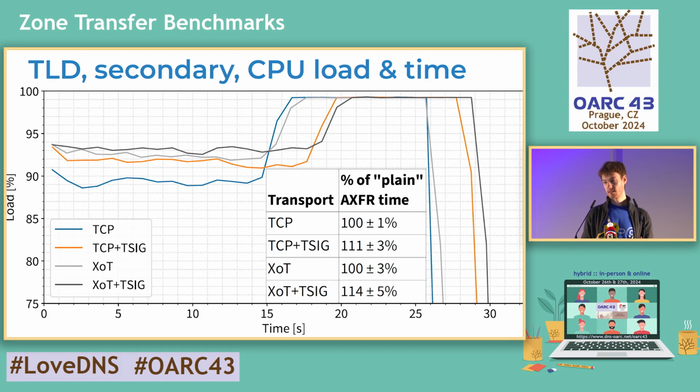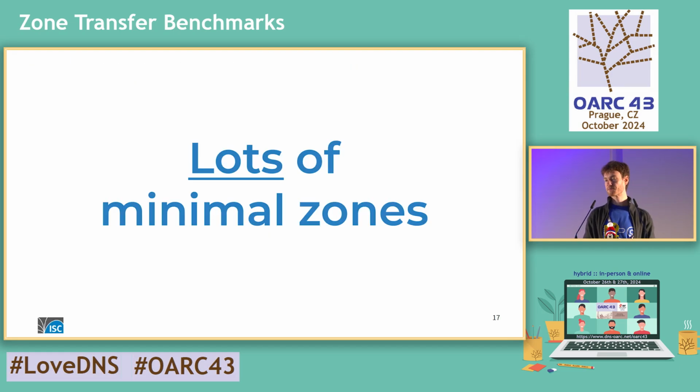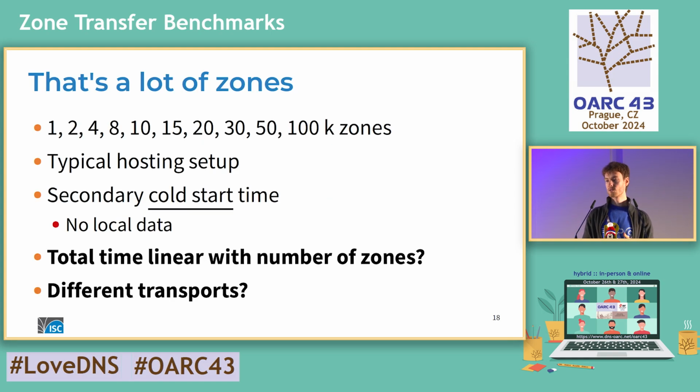It seems that we finally got the system running. We have something nice. We can be happy that we can measure stuff. So let's try some different use case. For example, the typical hosting setup. You have lots of customers, and the vast majority of them have basically SOA, NS, wildcard. That's mostly it for most of the small zones. So we try different numbers of the zones on the secondary and primary.